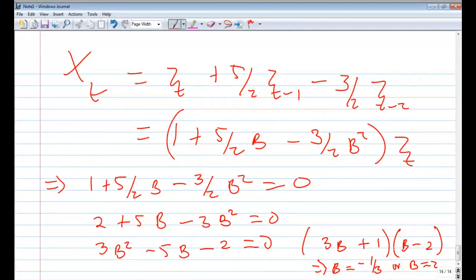Okay, but that one doesn't change anything. As long as these roots, okay, let's say according to you, you got this one and this one. Now the question is, are those two roots outside the unit circle?